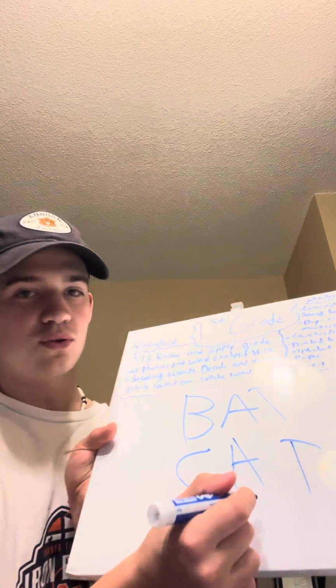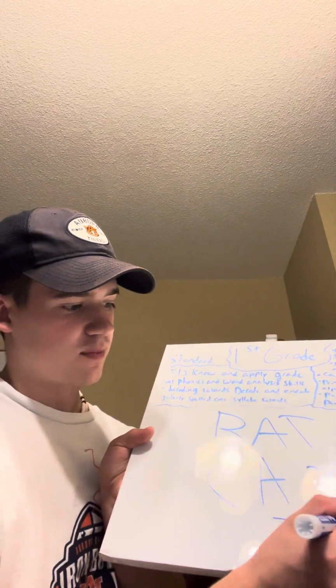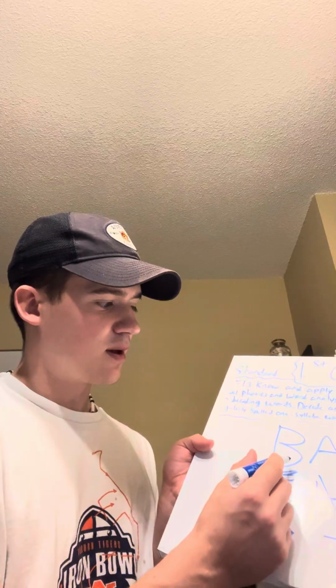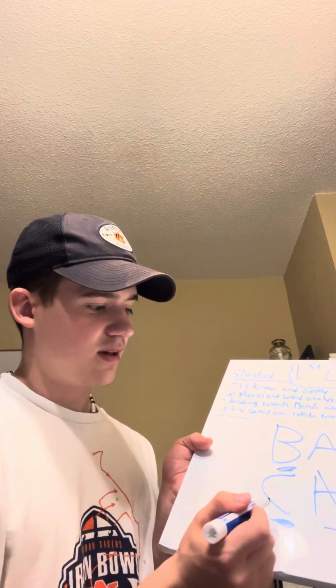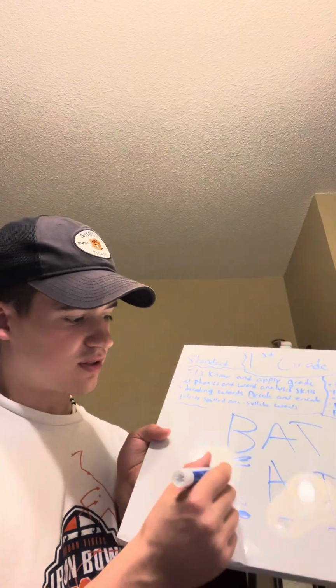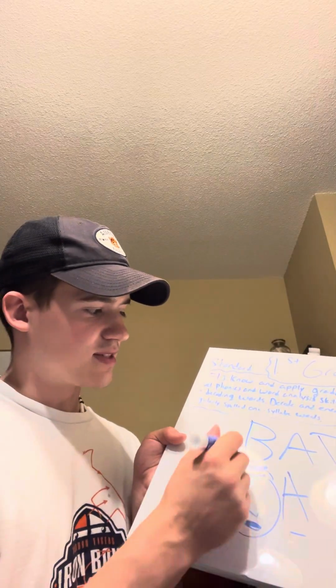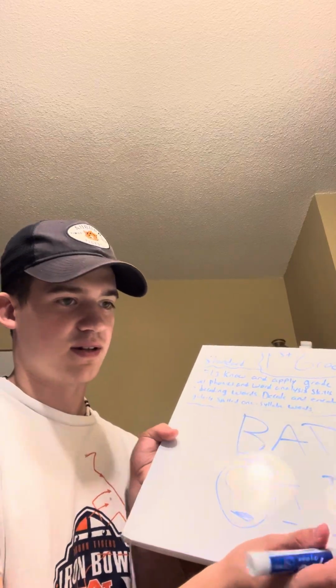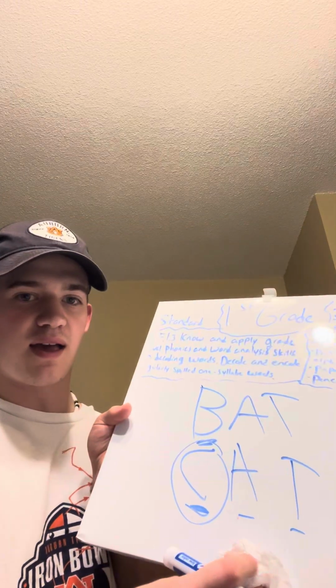The last two letters of the words are the same, right? So we're just changing the first letters here. So bat, b-a-t. And then we have cat, k-at. So we're just changing the first letter here. So instead of b-at, we're just doing k-at. Awesome job, guys. So cat is spelled C-A-T.